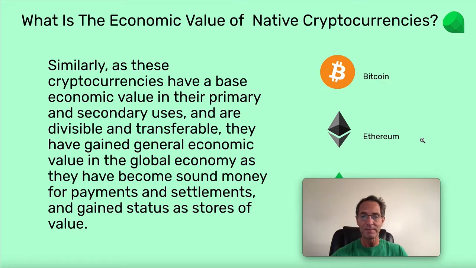Hundreds of billions of dollars have been saved in Bitcoin, Ethereum, and Ethereum Classic, and hundreds of billions of dollars have been settled on these blockchains for large settlements, of large payments. And on a daily basis, they process billions of dollars in payments. So the success of the base economic value and this secondary or tertiary economic value has been enormous.